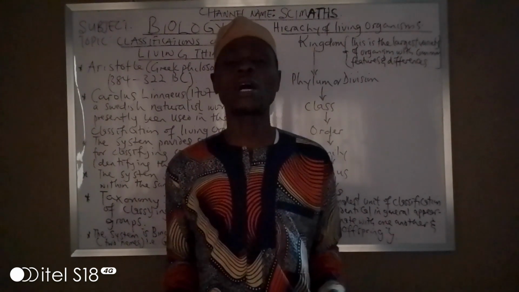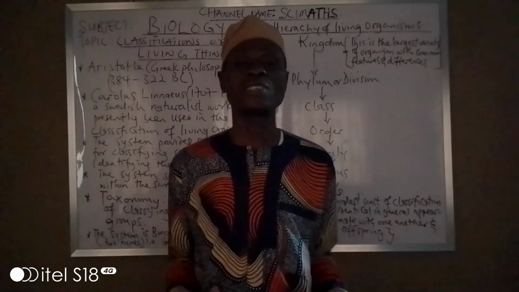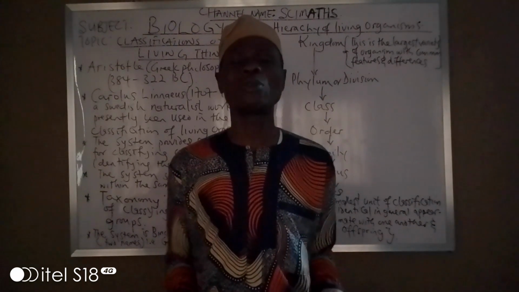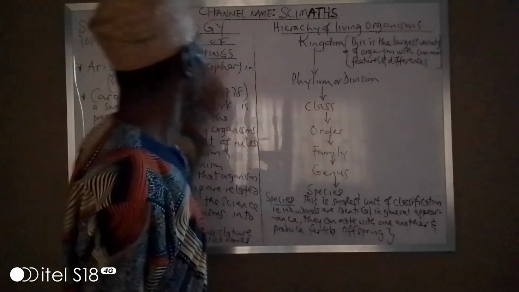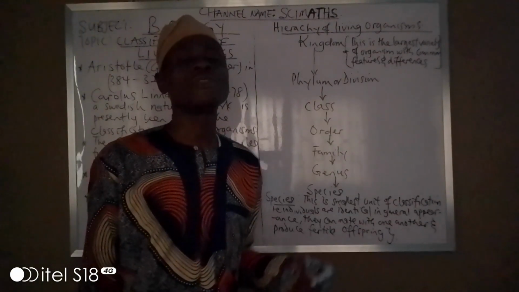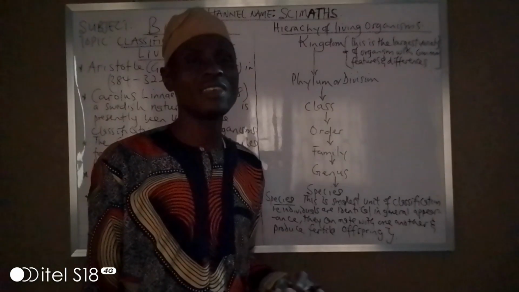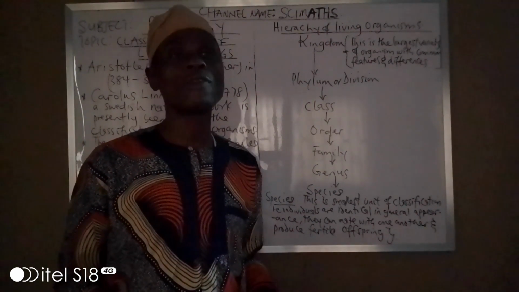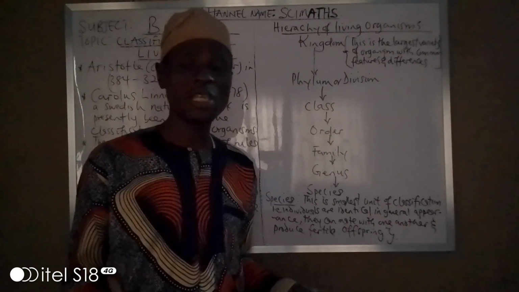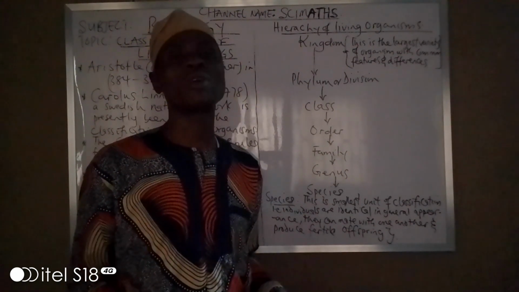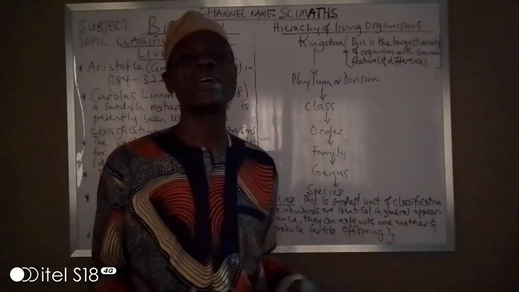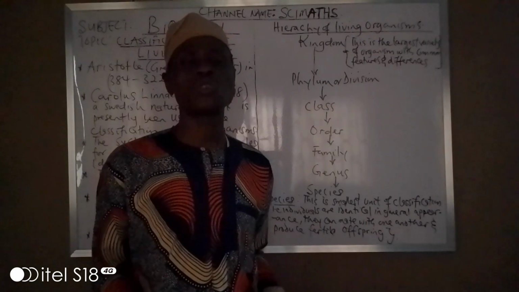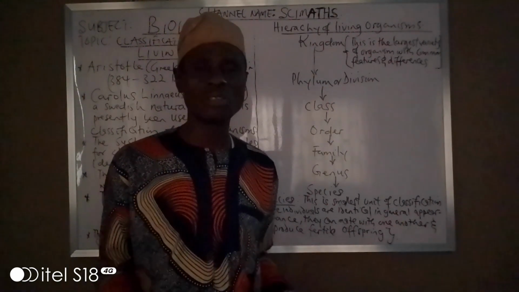So on this channel, I normally look at different subjects in sciences: physics, chemistry, biology, and then mathematics. But today, which subject are we looking at? We are going to be looking at biology. And what is the topic? We are going to be looking at classification of living things. That is, how do we classify living organisms? We have so many living organisms, about 3.8 million as recorded by scientists. We have plants, animals, bacteria, and the rest. So there is a way we classify all these living organisms.